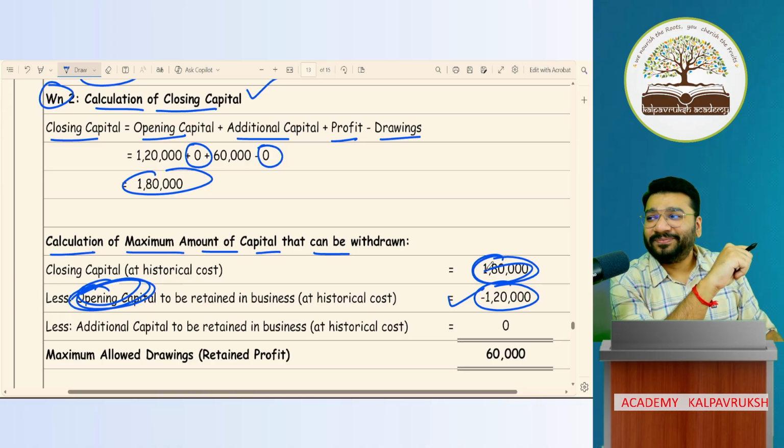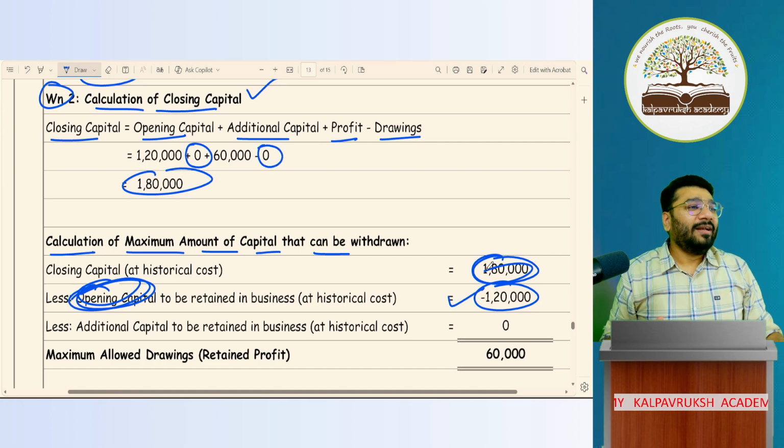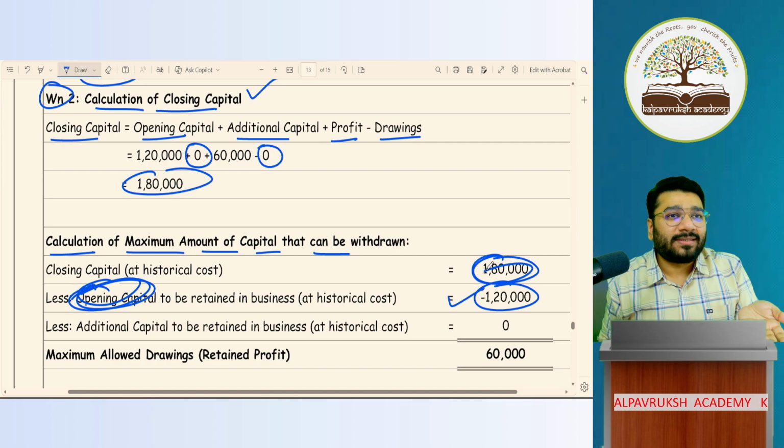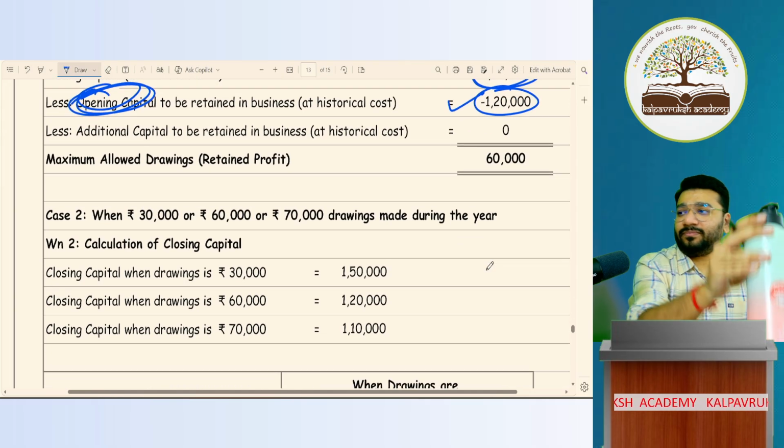Both are negative for you. Drawings, if I minus, capital will change, no boss. Thank you.